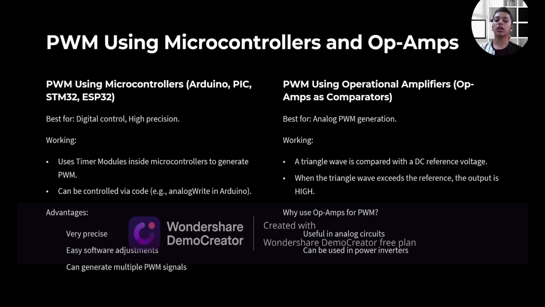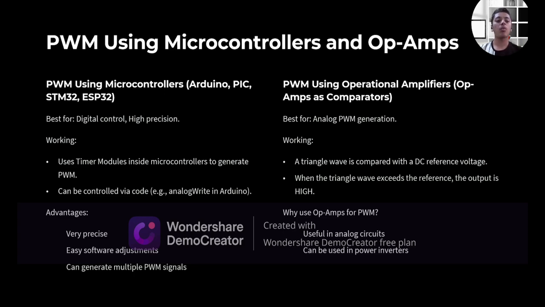PWM using a microcontroller and op-amp. PWM using a microcontroller is best for digital control and high precision. Working of PWM using a microcontroller: it uses timer modulation inside the microcontroller, and the generated PWM can be controlled via code. An example is analogWrite in Arduino. The advantages are that it is very precise, has easy software adjustment, and can generate multiple PWM signals.